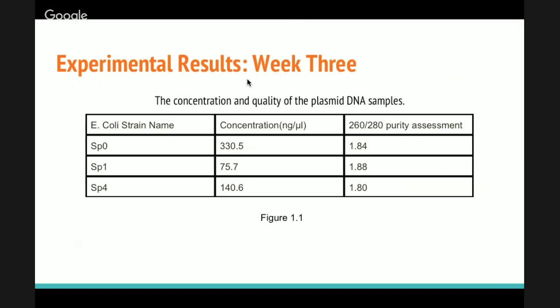Our results from week 3 show that SP0 had 330.5 nanograms per microliter and a 260 per 280 purity assessment of 1.84. SP1 had a concentration of 75.7 nanograms per microliter and a purity assessment of 1.88. And lastly, SP4 had a concentration of 140.6 nanograms per microliter and a 1.80 purity assessment. Our numbers are very close to the ideal number 1.9, which shows that our measurements were fairly accurate.